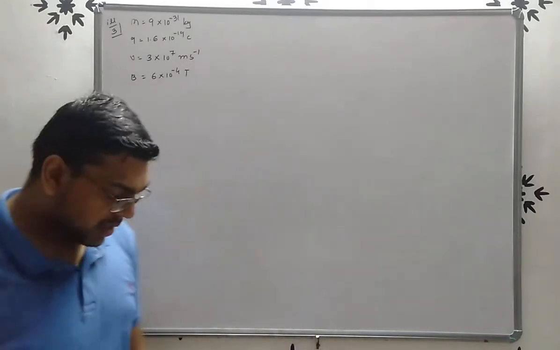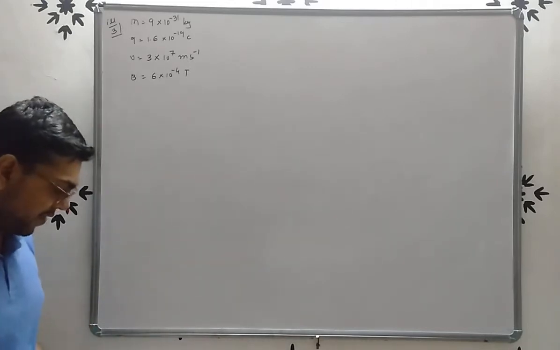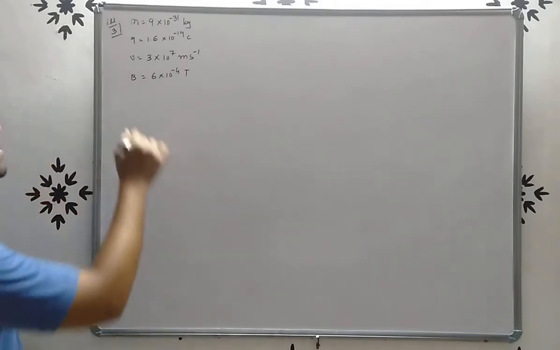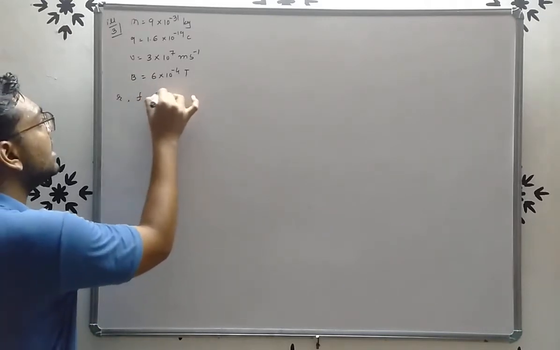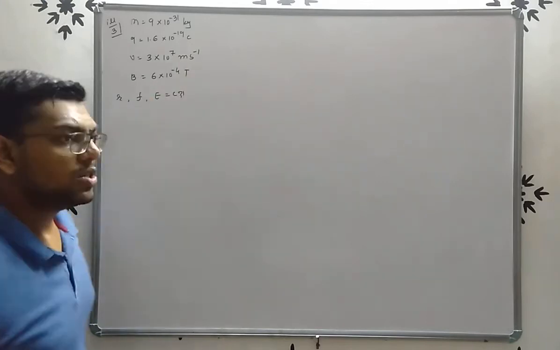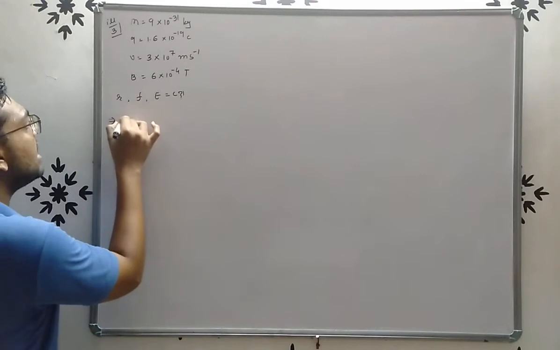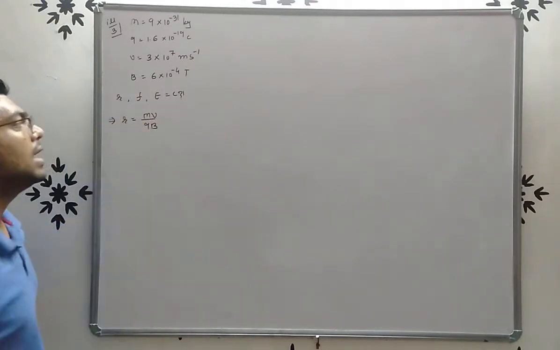So here, friends, the mass of the electron is given as 9 × 10^-31, charge q is 1.6 × 10^-19, velocity is 3 × 10^7 and magnetic field is 6 × 10^-4 Tesla. We have to find out the value of radius, frequency and energy, right? So we already know the formula of radius, right? R is equal to mv upon qB, right?